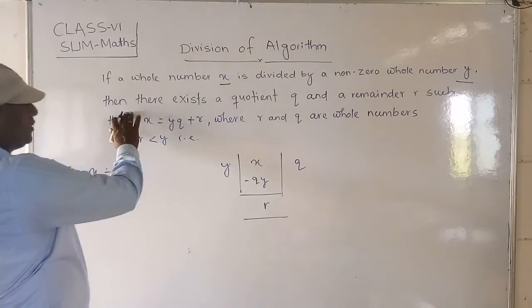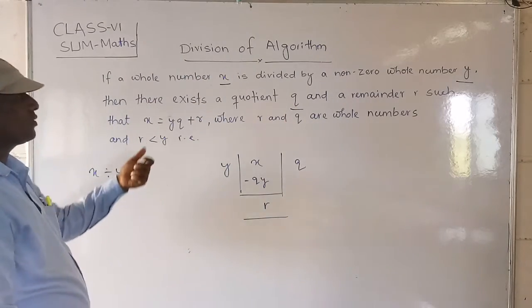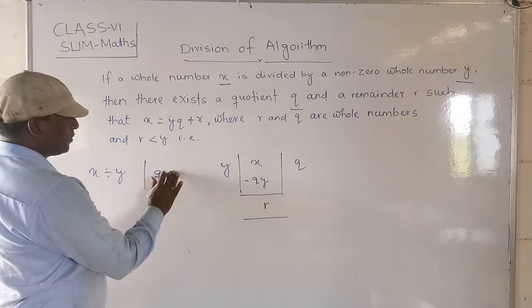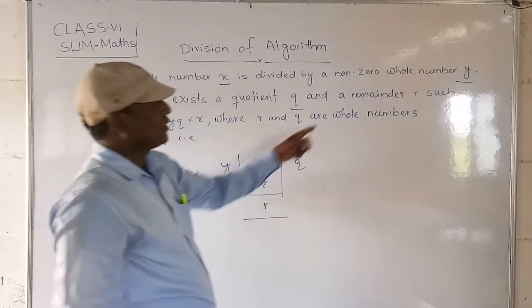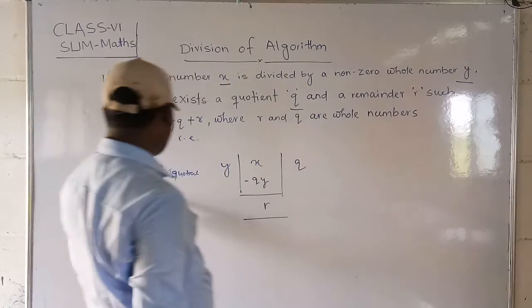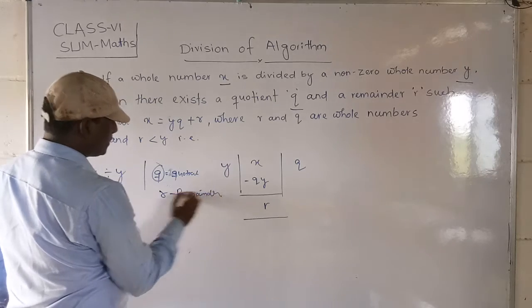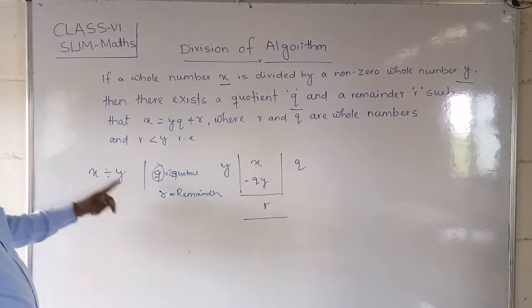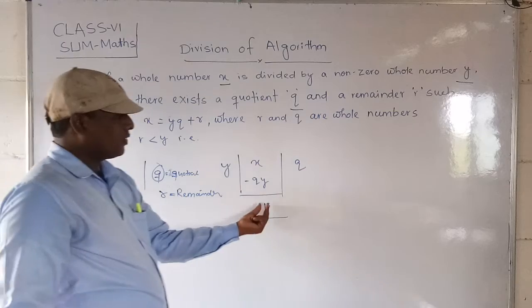then there is a quotient. The result that comes out is the quotient, q, and the remainder is r. This is the remainder. So, students, when x is a whole number and y is a non-zero whole number, whenever we divide, the quotient q and the remainder r will come.